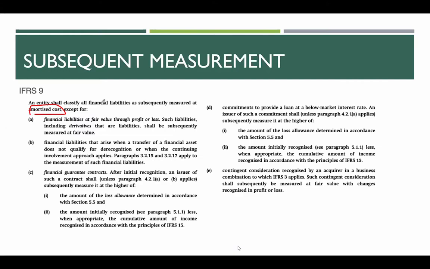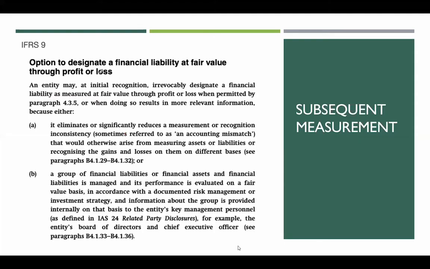Kung hindi amortized cost yung way ng measurement, subsequent measurement, ibig sabihin, yung financial liability is either of the following, from A to E. So, itong from A to E, pakibasa na lang, these are the financial liabilities which are not measured at amortized cost. Pero yung bonds natin is at amortized cost. Okay? Another one, the company is also given the option to designate a financial liability at fair value through profit or loss.